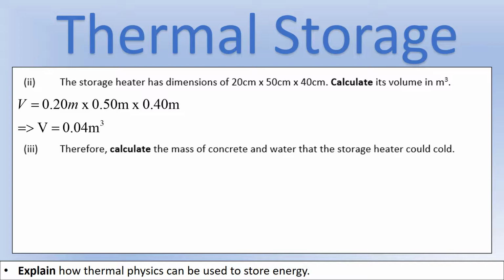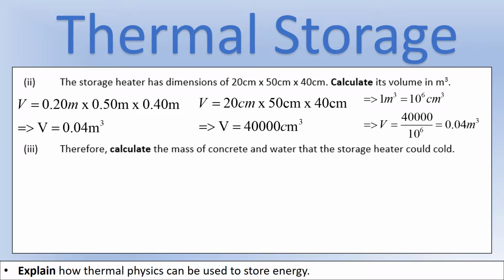And we are assuming it's a cuboid style shape, so we get the volume by just multiplying all the lengths together. The other way we can do it is we can calculate the volume in centimeters cubed by just multiplying all the lengths in centimeters. And then by knowing that 1 meter cubed is 1,000,000 centimeters cubed, we can calculate the volume and get the same value. So either way we do it's fine. My preference is the one on the left because it's more straightforward to calculate.